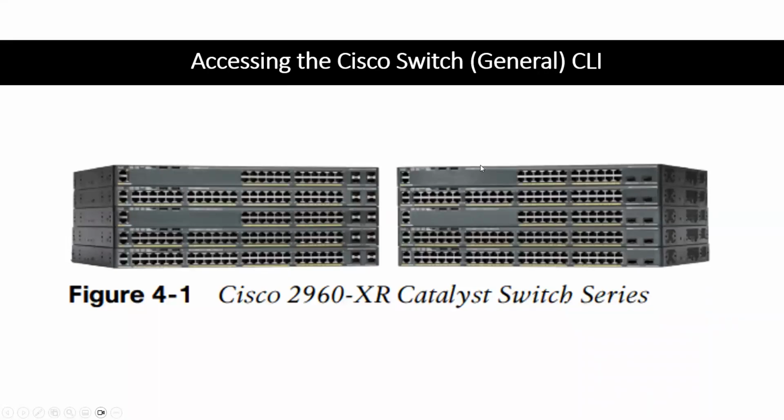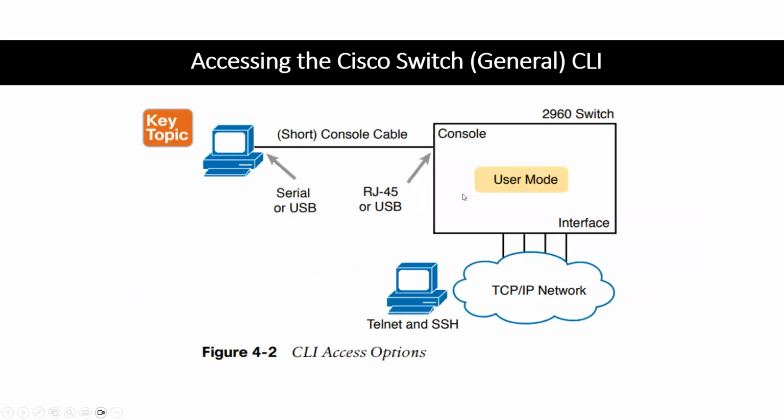The first part of chapter four talks about accessing the Cisco switch, or maybe it's a Cisco router in that case. Accessing the CLI via console or SSH. As you can see, this is just an example of a switch. To be more granular, this is Cisco's 2960XR Catalyst. That switch typically has a console port. Every network infrastructure device theoretically has a console port, or a port where we can get to the device in some way.